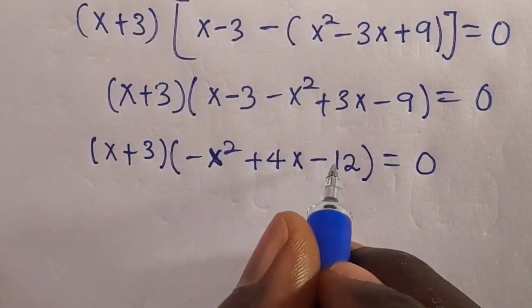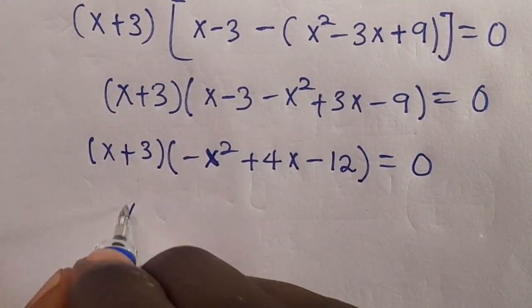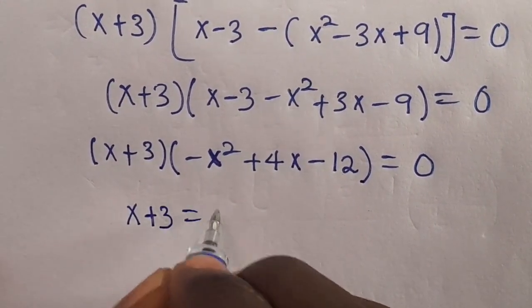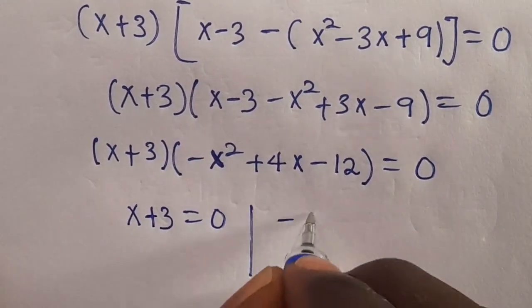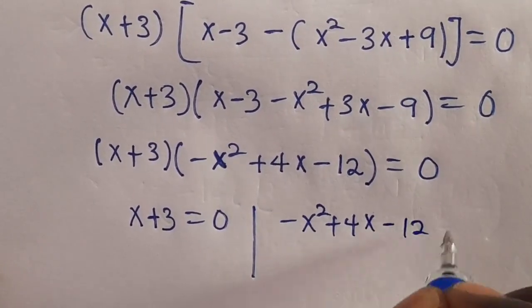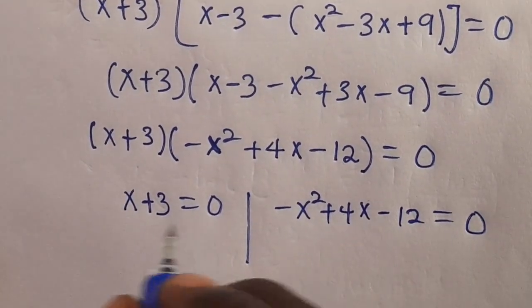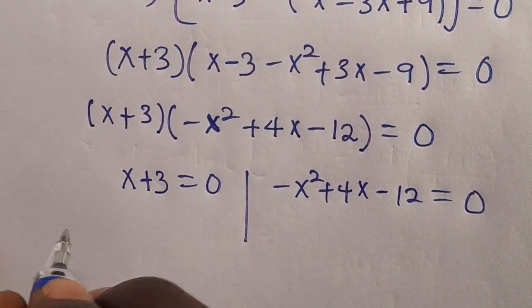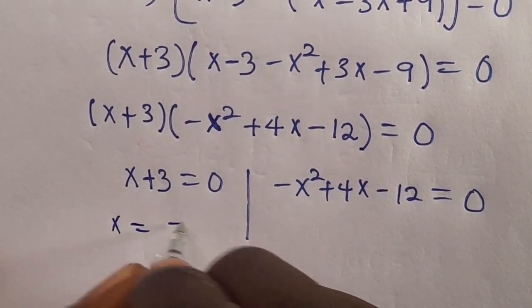And for this expression to be equal to 0, either we have x plus 3 equals 0, or we have minus x squared plus 4x minus 12 equals 0. By dealing with this one first, we have our x equal to minus 3.